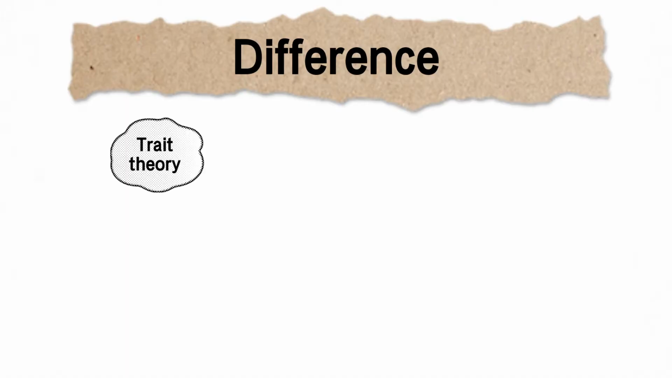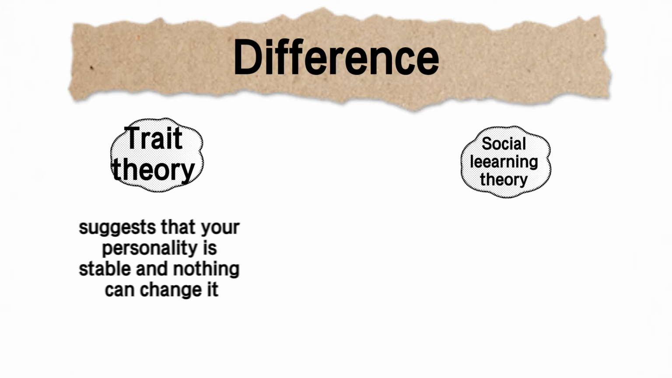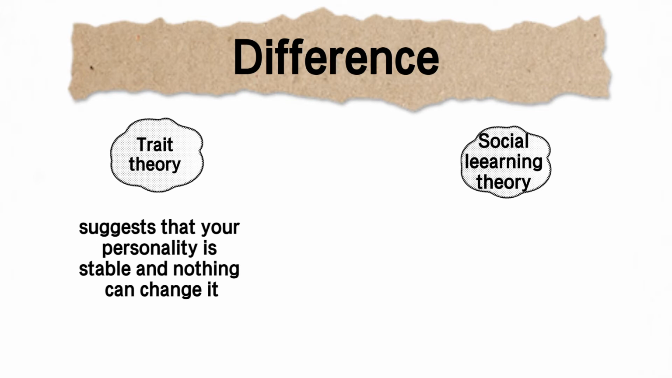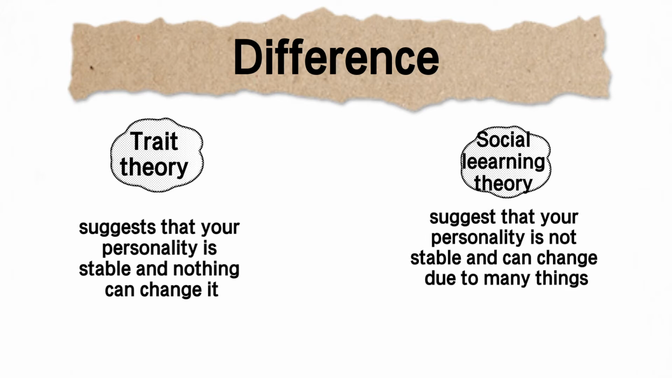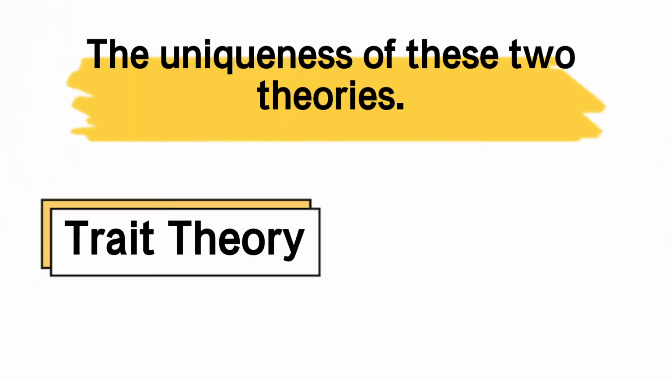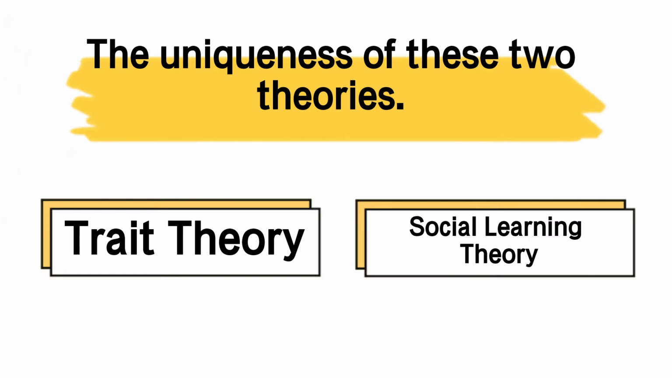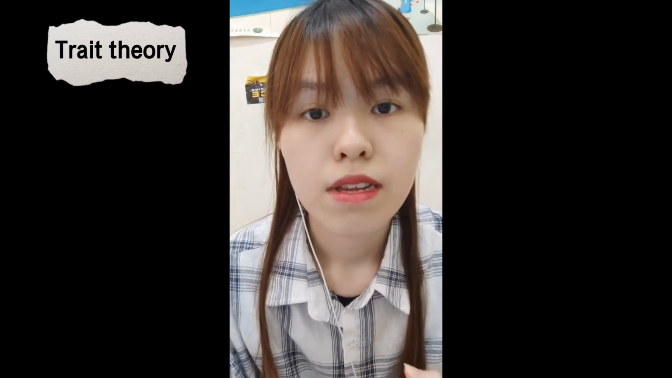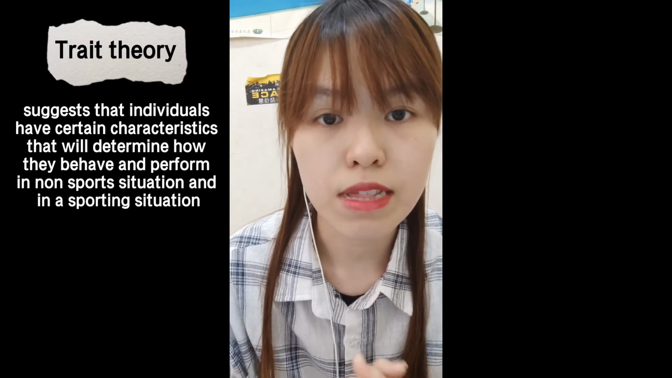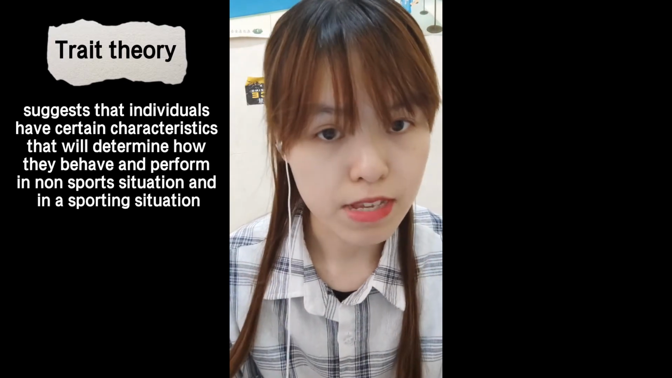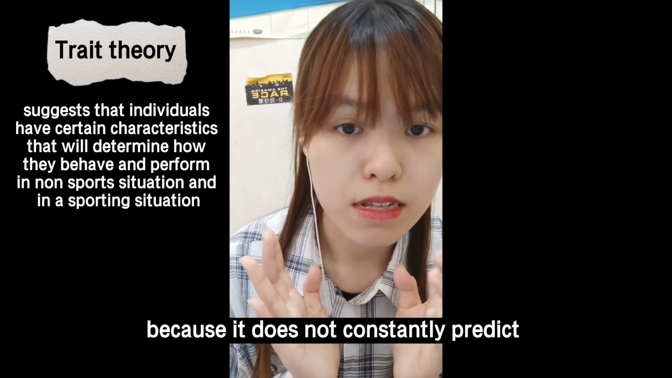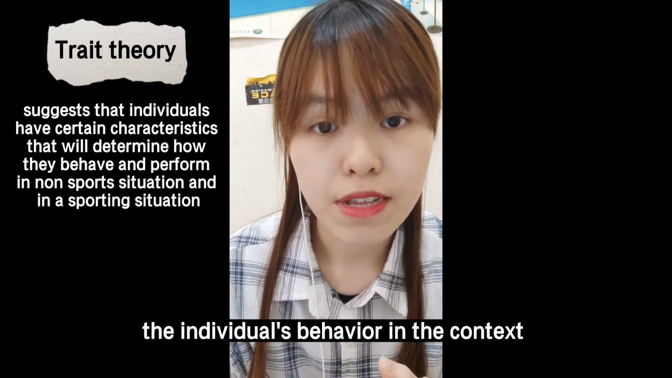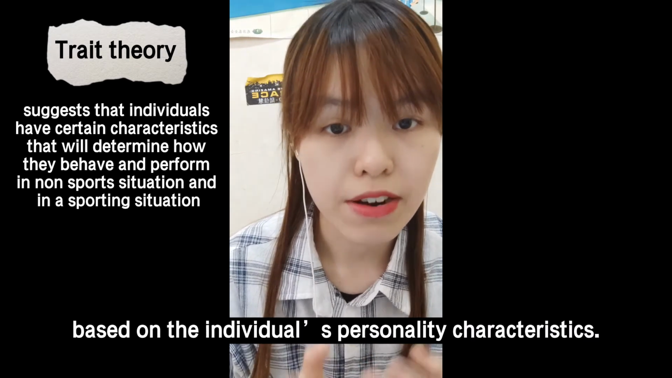Okay, so the difference between trait theory and social learning theory is that the former suggests that your personality is stable and nothing can change it, whereas the latter suggests that your personality is not stable and can change due to many things. Okay, so next, the limitations of these two theories. Trait theory suggests that individuals have certain characteristics that will determine how they behave and perform in non-sport situations and in a sporting situation.